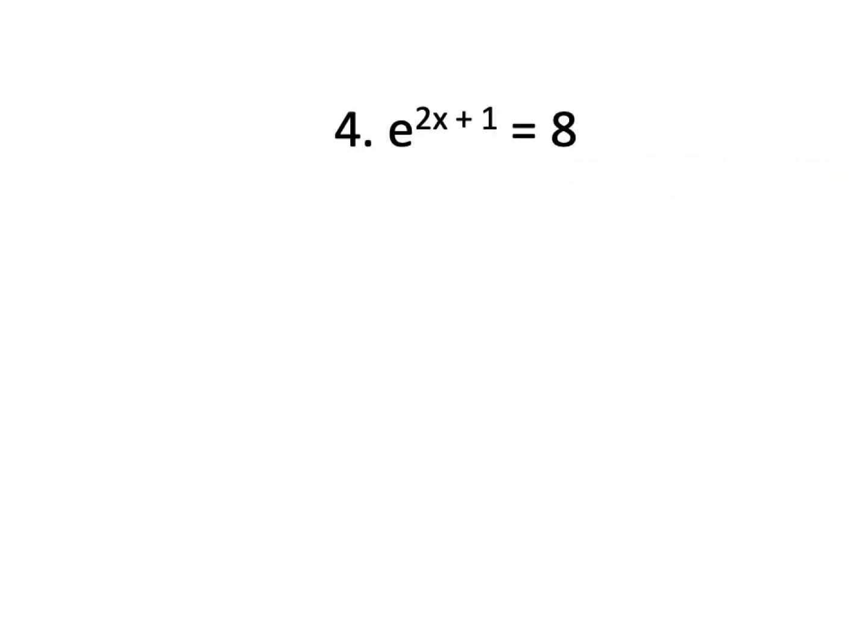All right, let's try another one here. I have e to the 2x plus 1 is equal to 8. So no way to make these bases be equal to one another. So I am going to take a log of both sides, and I'm going to choose to take the ln of both sides because the ln is a log with a base of e.